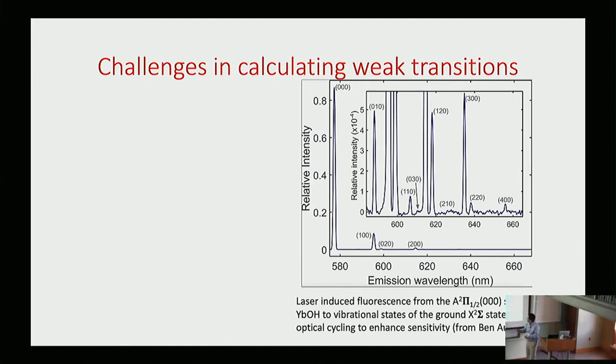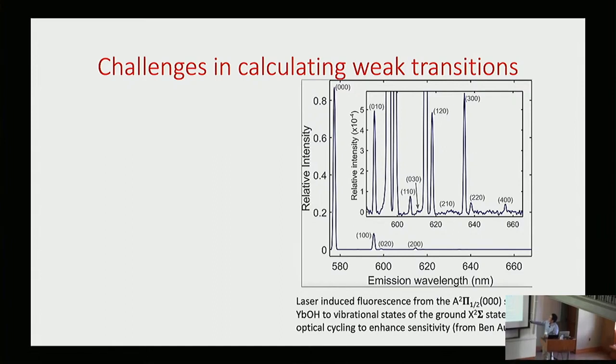And you can assign this to be the V equals 2 bending mode because we do not see the V equals 1, since that is nominally symmetry forbidden. But now, in laser cooling experiments, one is interested in the weaker transitions that are shown here. So you can see that there are a number of transitions here, including the forbidden transition.